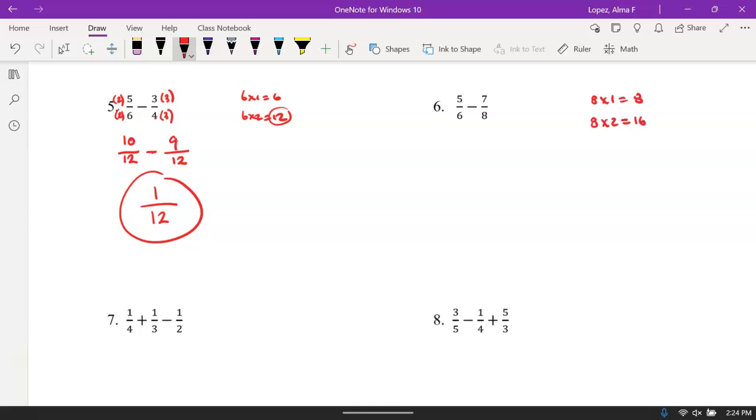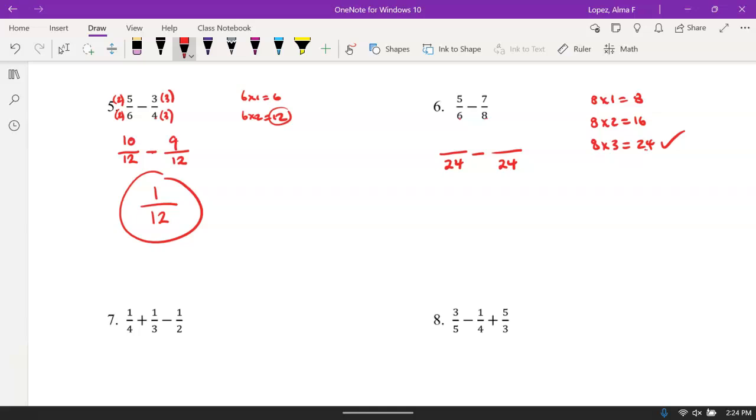8 times 2 is 16. Nope. 8 times 3 is 24. Okay, hold on. 8 divides into 24, and 6 divides into 24. We found it. 24 will be my least common denominator.